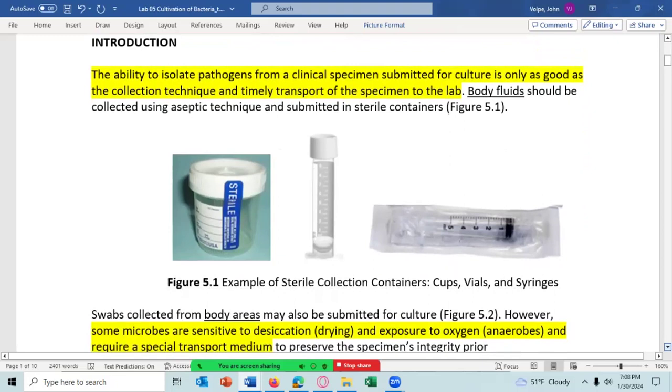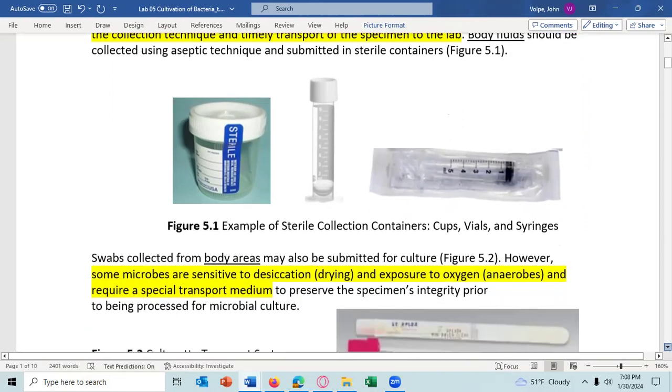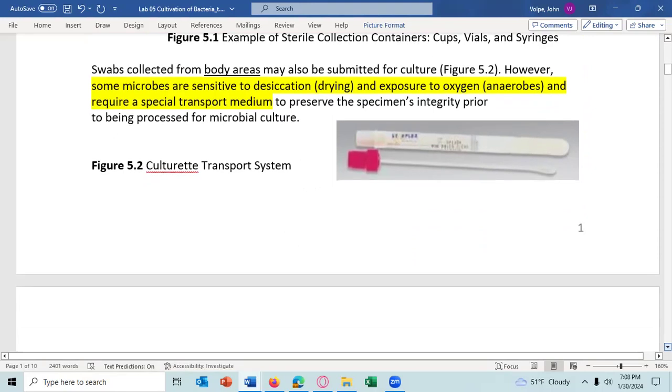All right. The ability to isolate pathogens from a clinical specimen submitted for culture in the microbiology lab is only as good as the collection techniques and the timely transport of the specimen to the lab. Some microbes are sensitive to desiccation, they'll dry out, and some are sensitive to the exposure to oxygen. Most anaerobes are. And these organisms, as well as really all organisms, require special transport medium to keep the specimen alive.